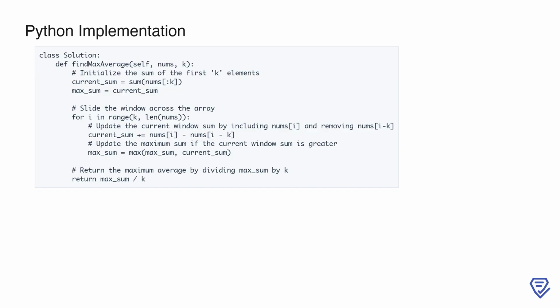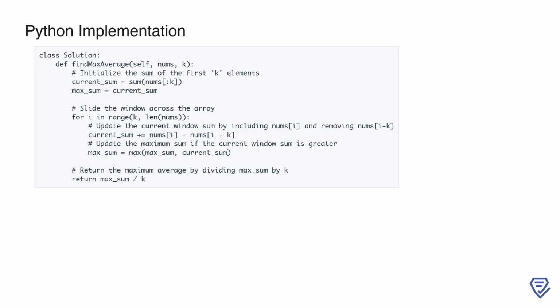The function findMaxAverage takes two arguments, nums, a list of integers, and k, the size of the subarray. First, the code calculates the sum of the first k elements of the array and initializes two variables, current_sum and max_sum, to this value. This represents the sum of the initial sliding window. Next, the function uses a for loop to slide the window across the array, starting from the kth index up to the end of the array.